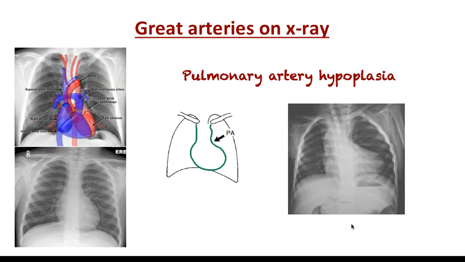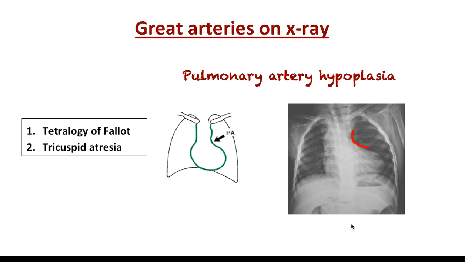Now pulmonary artery hypoplasia will be seen as an increased concavity, right? So this depression-like thing will be seen on a PA view if pulmonary artery hypoplasia is there. So what are the conditions which can lead to pulmonary artery hypoplasia? Mainly seen in either tetralogy of Fallot and tricuspid atresia.